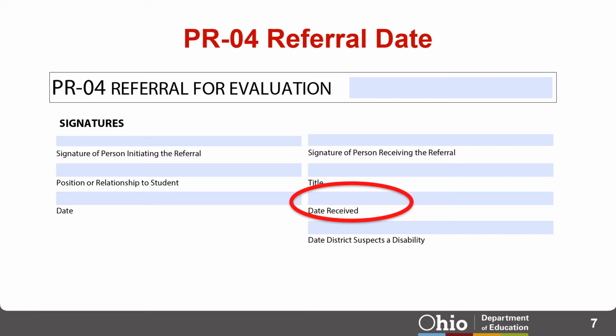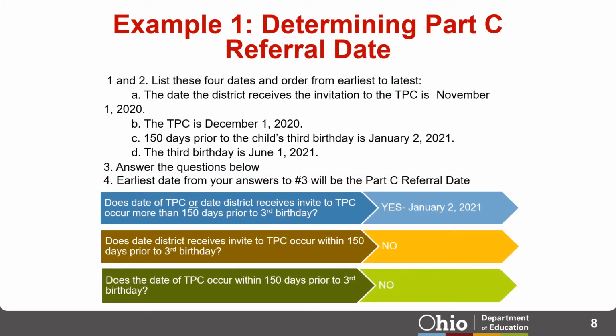That all sounds a bit complicated, so next, several examples will be provided to explain how the rule would be used to determine the Part C referral date. All of the following examples will use a child whose 3rd birthday is June 1st, 2021, and the 150 days before the 3rd birthday is January 2nd, 2021.